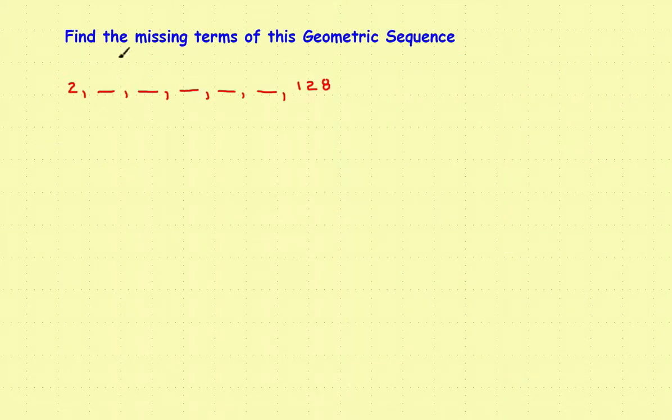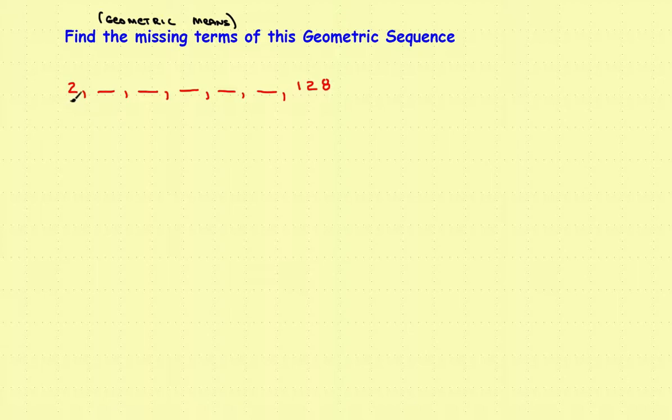Okay, in this case, it wants to know, find the missing terms of this geometric sequence. Now, sometimes you'll get this if it says find the missing terms. That's the same thing as asking you to find the geometric means. So the geometric means is the same thing as the missing terms in a geometric sequence.